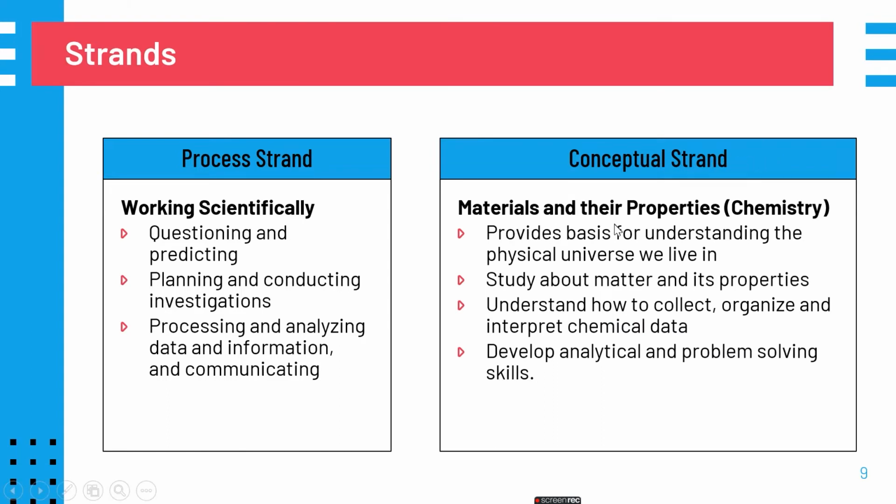In the science curriculum framework, the conceptual strand for chemistry is materials and their properties. Under materials and properties, the conceptual strand provides a basis for understanding the physical universe we live in, studying matter and its properties, understanding how to collect, organize, and interpret chemical data, and developing analytical and problem solving skills. These are some of the goals of chemistry.